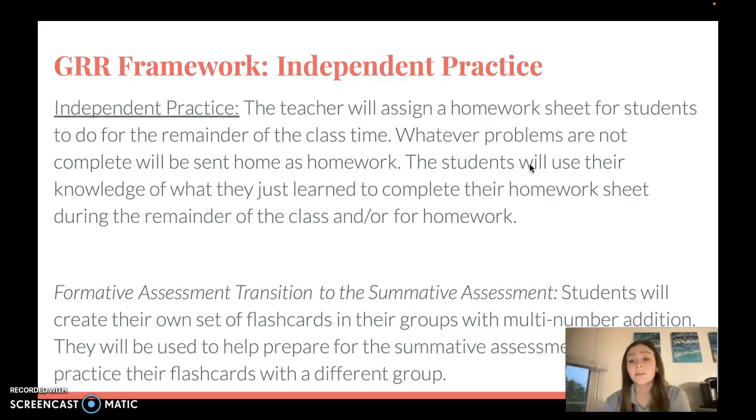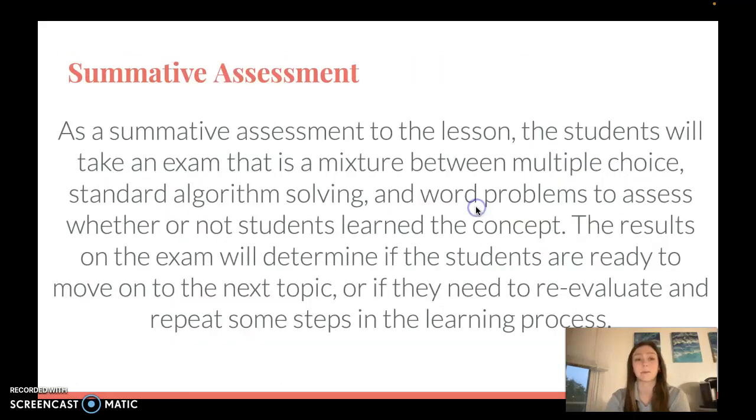And so the next phase would be doing a summative assessment to test the kids' knowledge. So a transition to see how they're doing, where they're at. The students will create their own flashcards in their groups, the groups that they've worked with in 4 to 5, to create multi-number addition flashcards to practice with their group. So they'll be able to create their own questions, choose the number of add-ins, choose what numbers they want to add, and they will use these flashcards to quiz each other to help prepare them for the summative assessment.